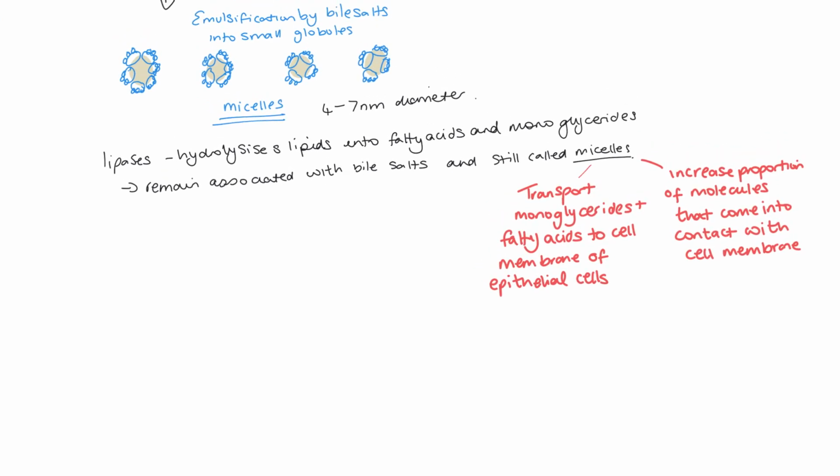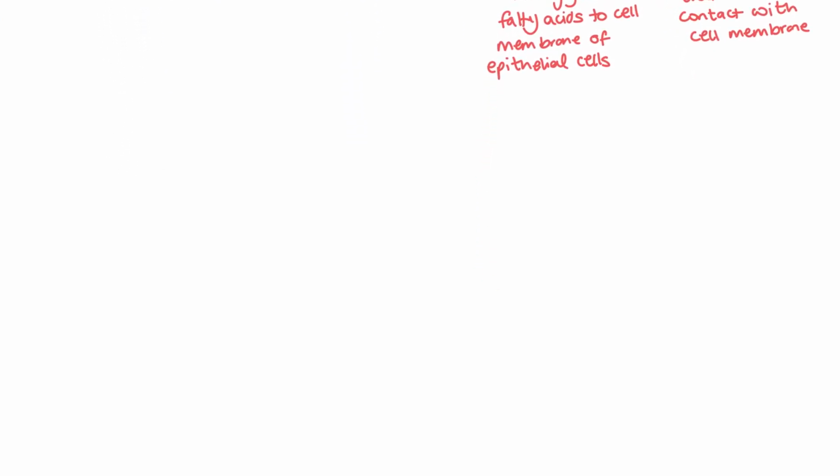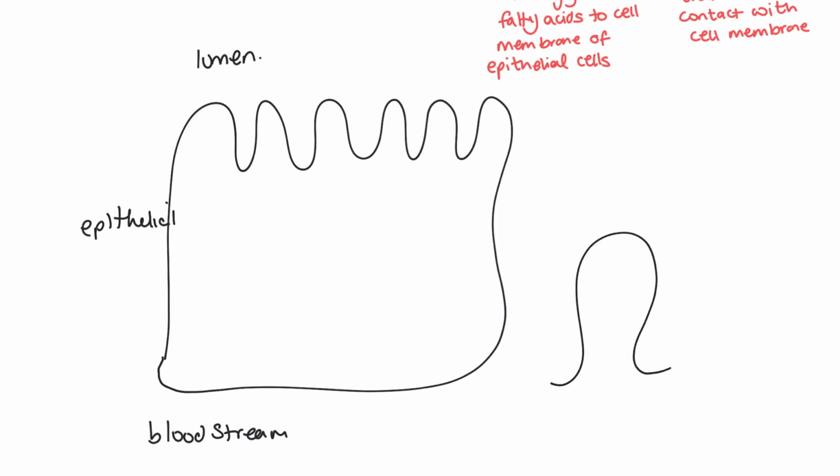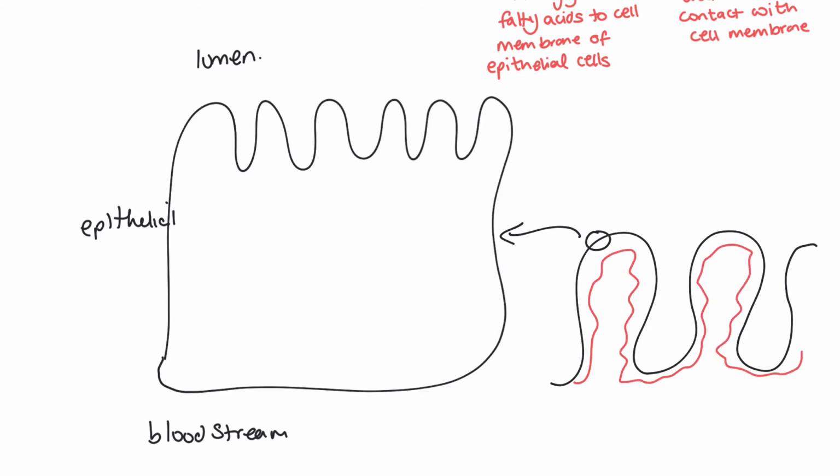So let's just put this into context of where it is happening. So here we are at the intestinal surface. This is the lumen of our gut. This is the epithelial cell lining our intestines, and we'll say our blood streams down here. And if we remember from before, where are we? These are the villi lining our small intestine. This is the epithelial cell. And then we've got our capillaries. And we also have our lacteals.